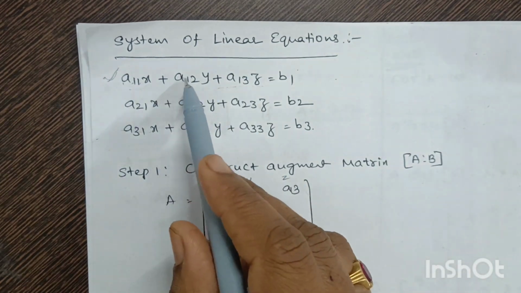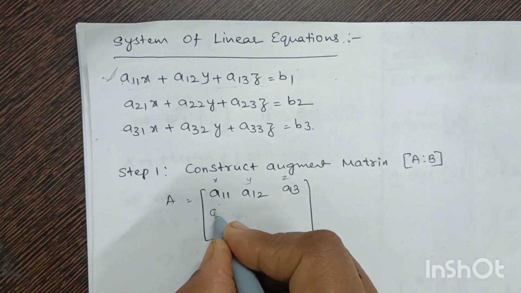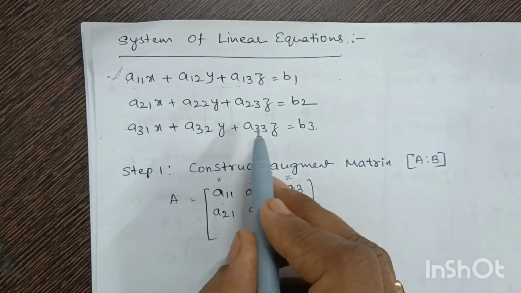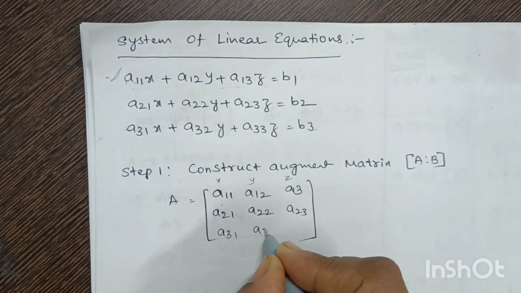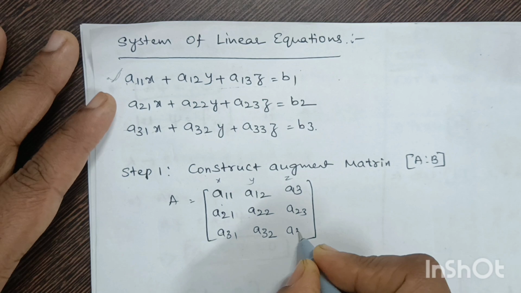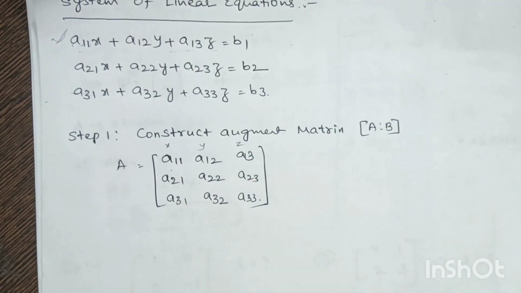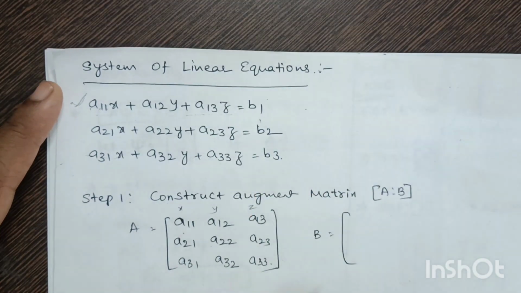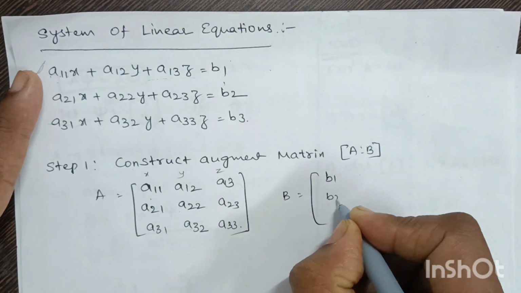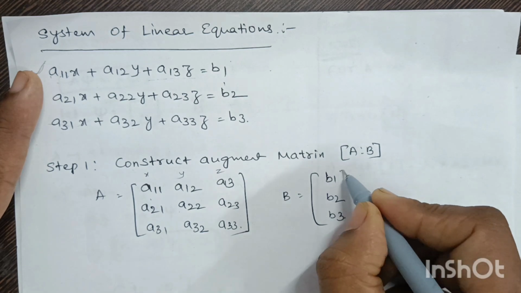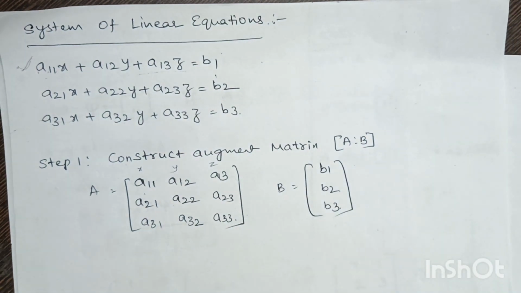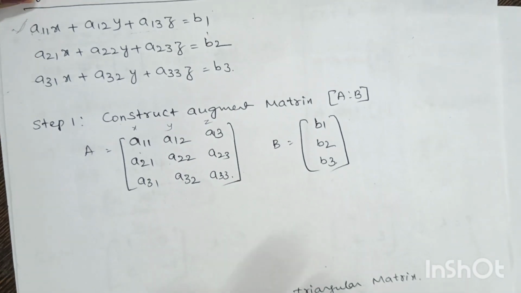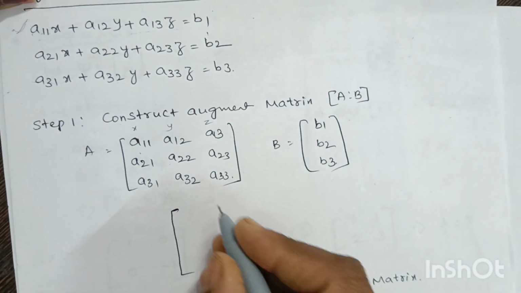The first equation gives a11, a12, a13. The second gives a21, a22, a23. The third gives a31, a32, a33. So this is the matrix A. Then what is matrix B? These are the constant values on this side: b1, b2, b3. Now construct the augmented matrix [A|B].